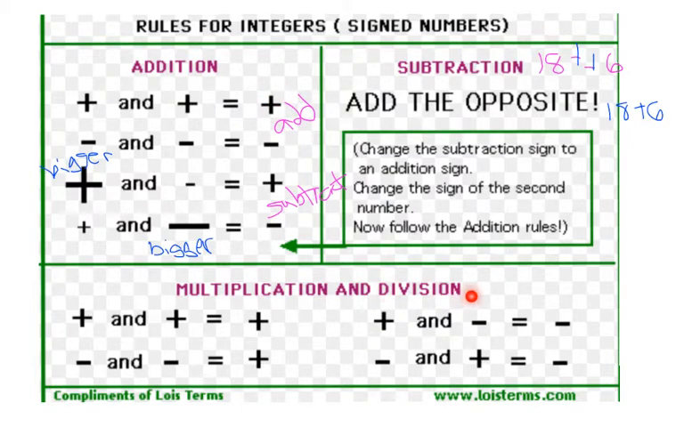Now, multiplication and division is a little different. If you're multiplying or dividing two numbers that are positive, your answer is positive. If you're multiplying or dividing two numbers that are negative, your answer is positive. If you're multiplying or dividing two numbers where one's positive and one's negative, regardless of which one's first, then your answer is going to be negative.